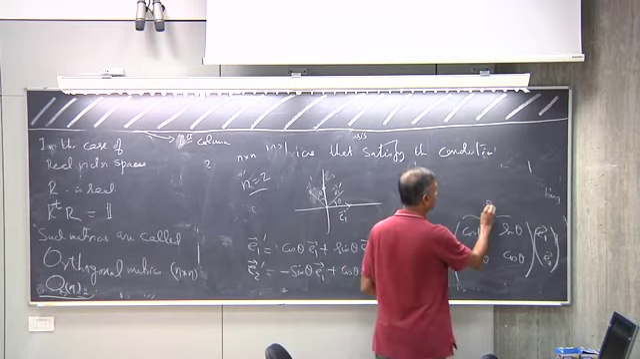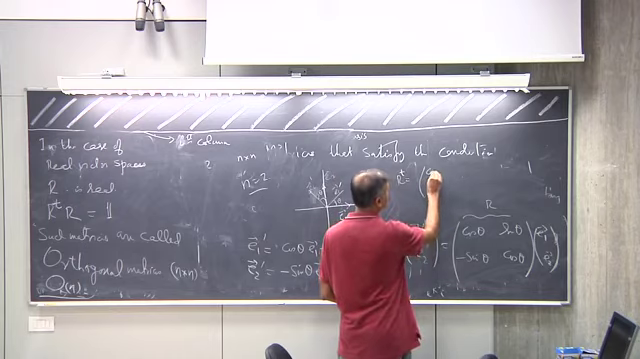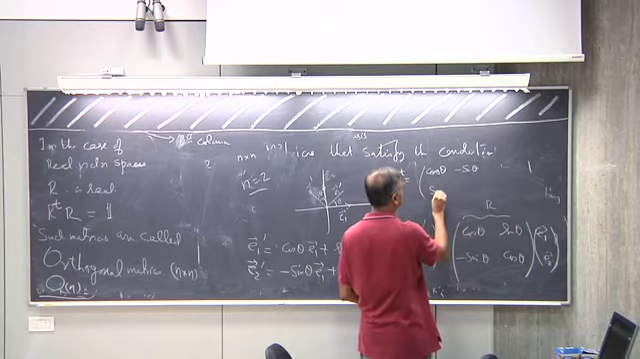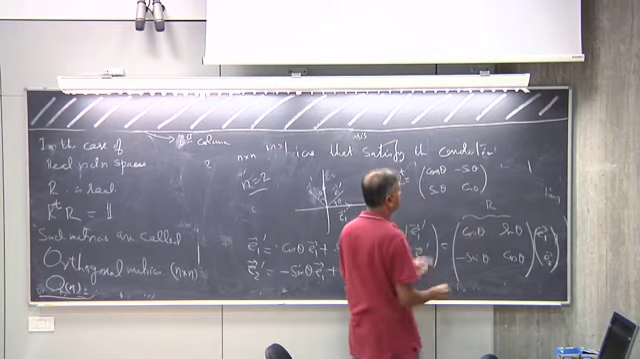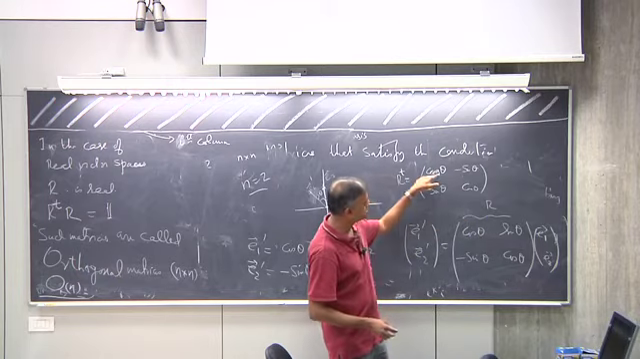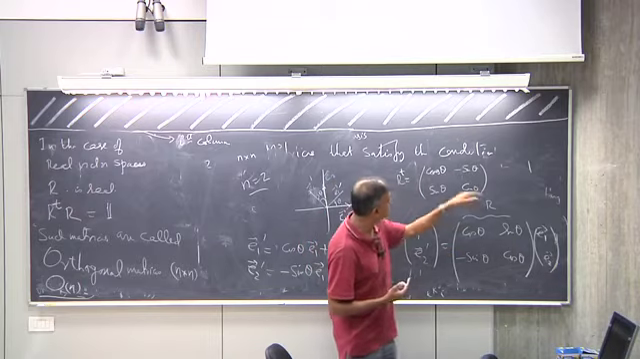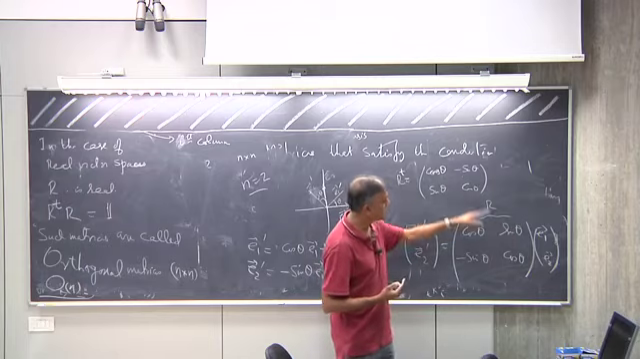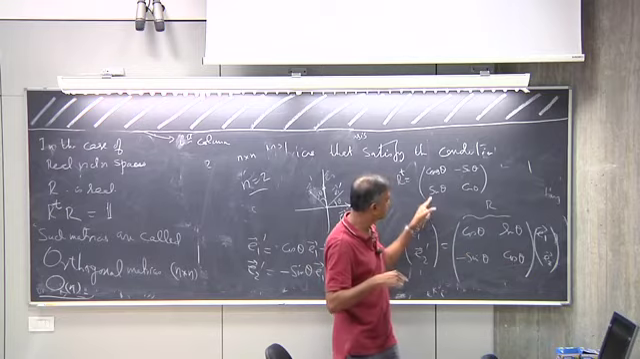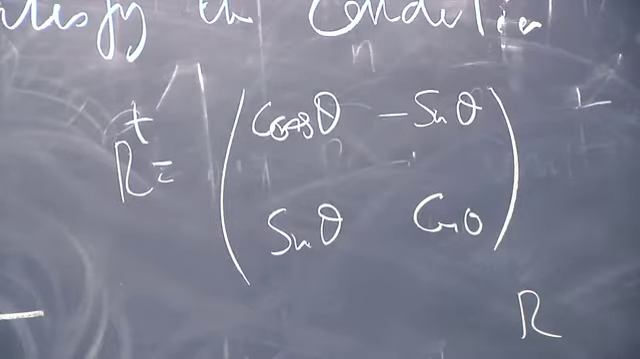R transpose is simply cos theta, minus sine theta, sine theta, cosine theta; I have to exchange these two. Now I multiply. The first row with the first column gives cos square theta plus sine square theta, which is 1. Now take the first row with the second column. This becomes cos theta sine theta, and minus sine theta cos theta cancels, so the off-diagonal term is 0. Similarly you can check the rest. So indeed, R transpose R is the 2 by 2 unit matrix.